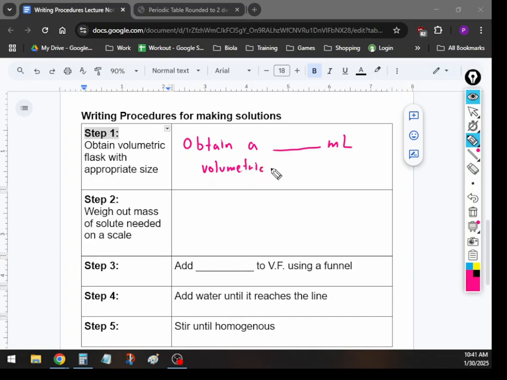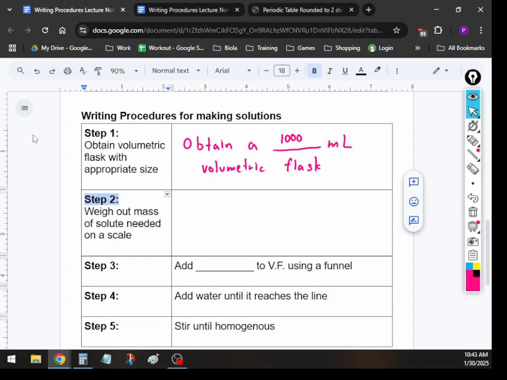And I'll show you guys what a volumetric flask is and what all these things look like in real life. But for now, just write step 1. You want to obtain a blank milliliter volumetric flask. So again, the volumetric flask, the size is going to depend on whatever amount of solution you want to make. Okay. All right, let's go to step 2.